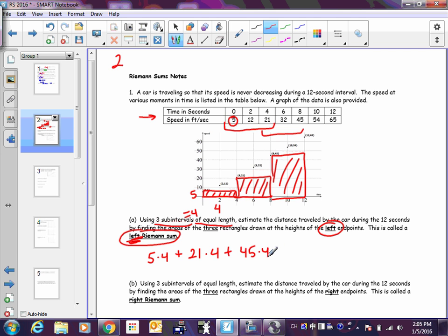45 times 4. Again, it's times 4 because all the subintervals are 4, just like in the gorilla problem, where all the subintervals were 0.5. Now, when you're typing this in, you may want to do something like this, just to create a little bit less typing in the calculator. It's not that you have to simplify here, but we're going to want to compare our answers. So let's just go ahead and multiply this out using either your calculator or your phone.